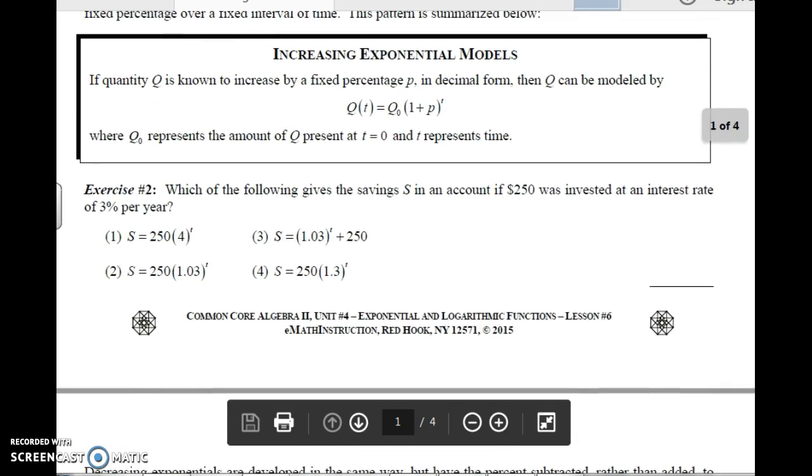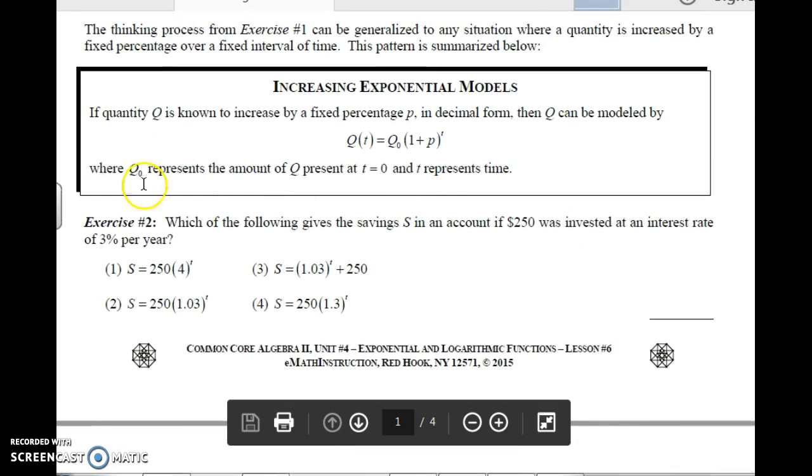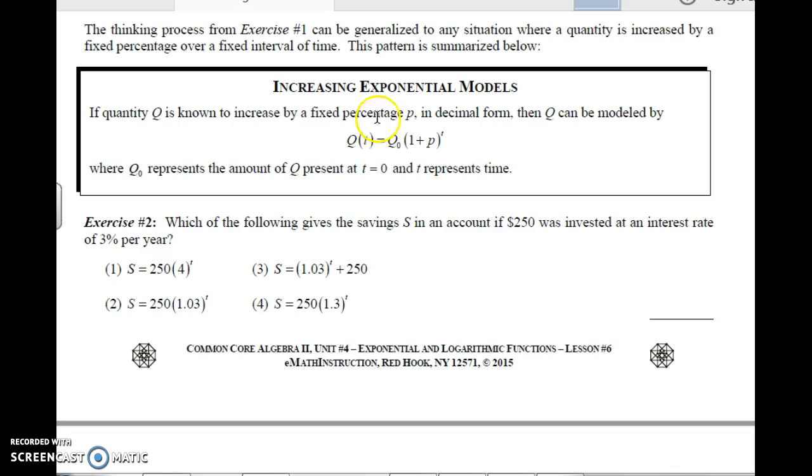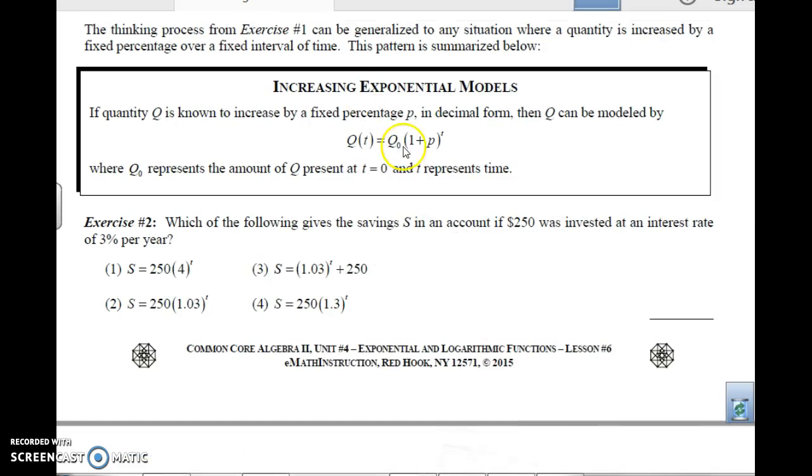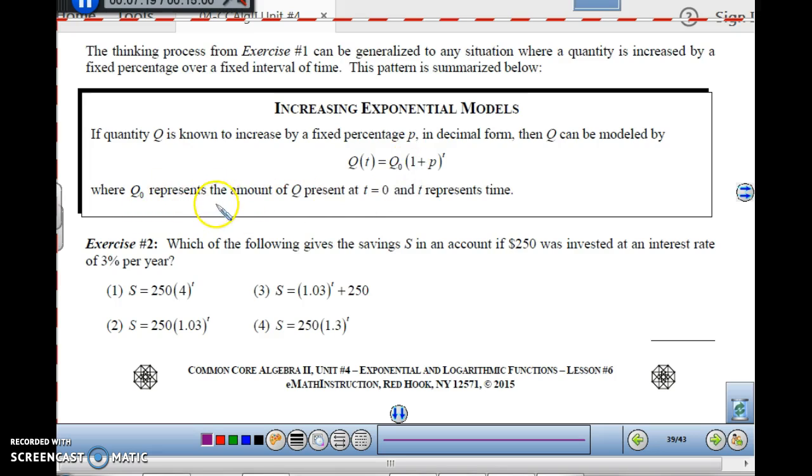So if we look down here, if quantity Q is known to increase by a fixed percentage P in decimal form, then Q can be modeled by this: Q of T is equal to Q of 0. Remember, Q of 0 is the amount of Q at T equals 0, and T is the time. Notice this is 1 plus P because P is the percent, and it's 1 plus P because it's increasing. So it's 100% and whatever percent that you happen to have.